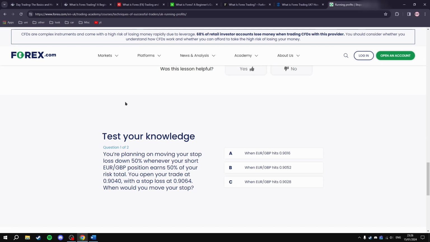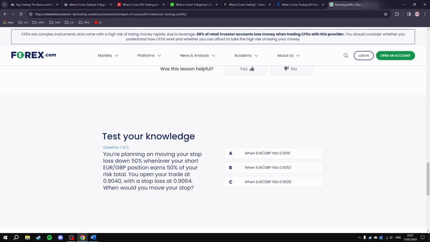Right, okay, test your knowledge. You're planning on moving a stop loss down 50% whenever your short EUR-GBP position earns 50% of your risk total. You open up your trade at 0.9040 with a stop loss at 0.9064. When would you move your stop?